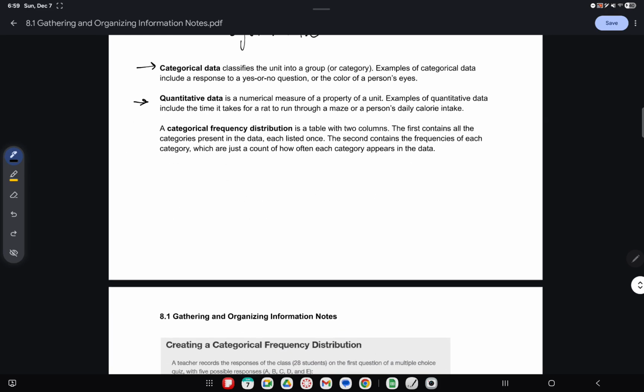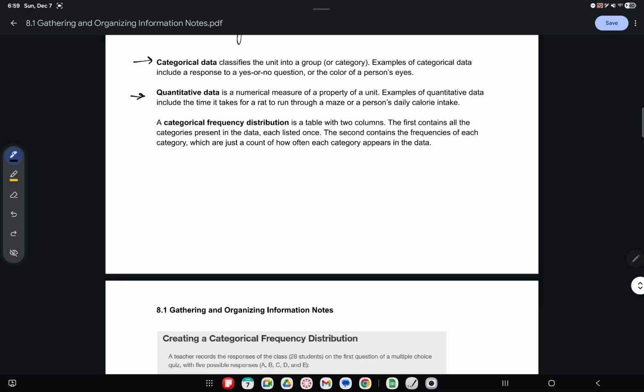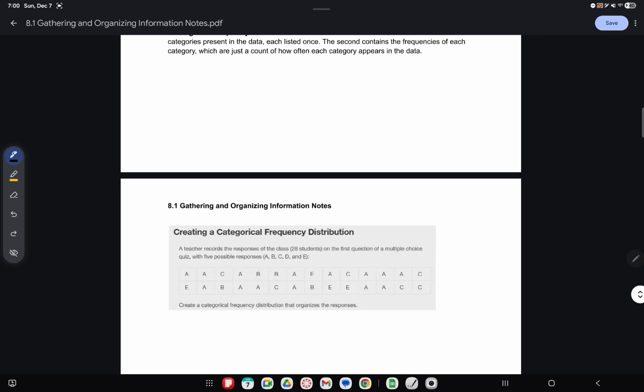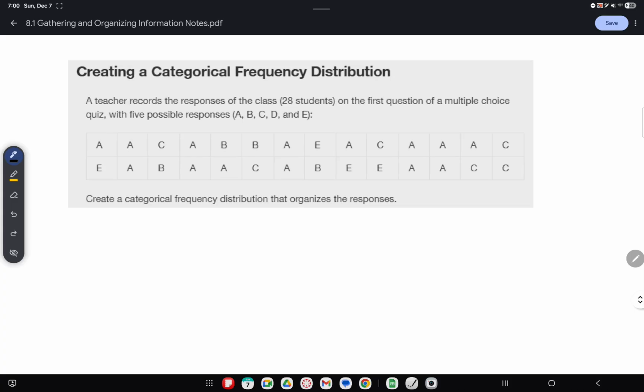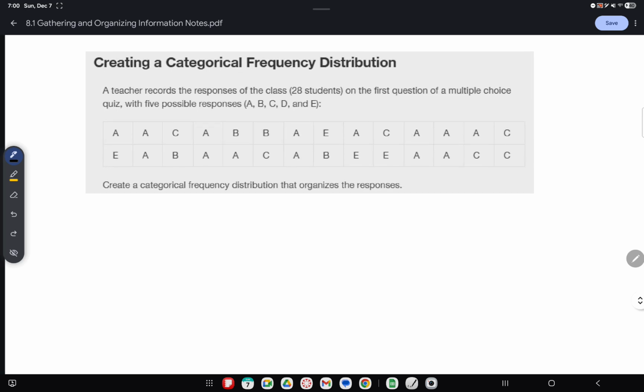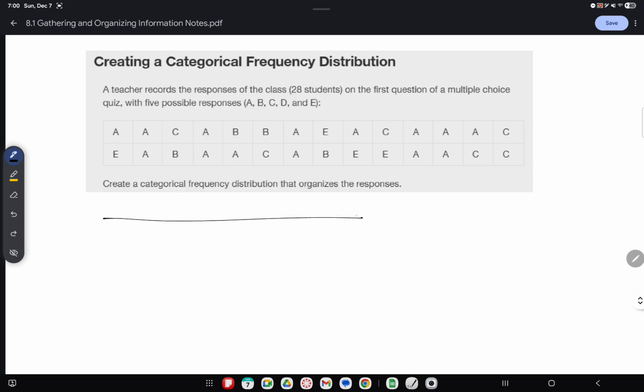And then all this data can be organized in different ways. So we have a categorical frequency distribution. We can make a table with 2 columns. The first one has the category, and the second one has the frequency. So here's an example. A teacher records the responses of the class. There's 28 students. The first question of a multiple choice quiz has 5 answers, A, B, C, D, and E. And we're going to create a frequency chart based off of this information.